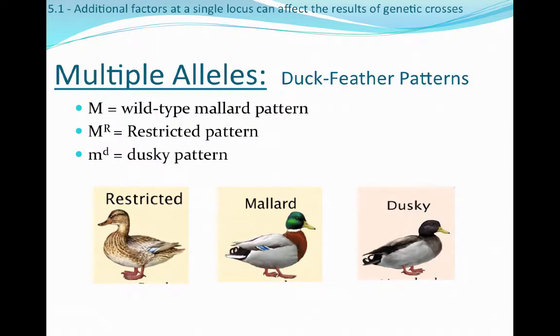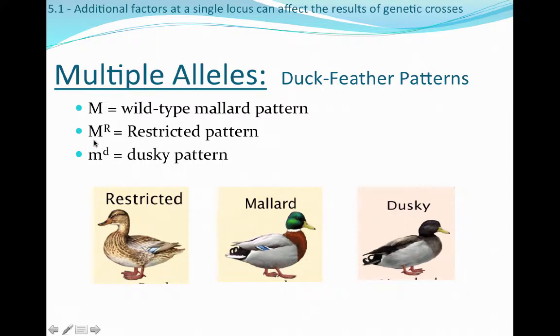All right, switching gears from lethal alleles to multiple alleles, this is where we start to see many different types of alleles being expressed. This is what creates so much genetic variation in all of our life forms. One of the easiest examples to grasp this concept is duck feathering patterns. There are three major feathering patterns in duck species. The first is a big M with no superscript. That's the wild type, the mallard pattern we see here.